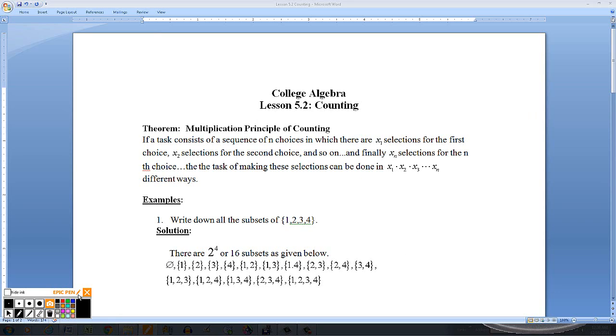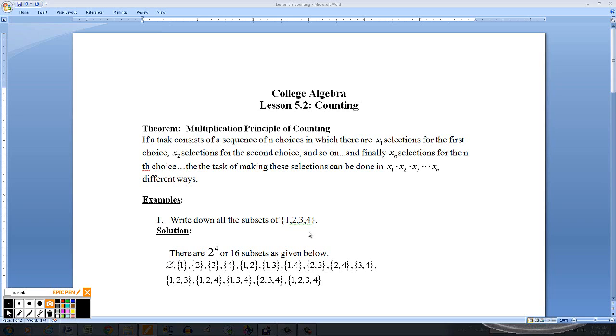Okay, I did some examples like the next one, but here it is again. It says write down all the subsets of the set consisting of 1, 2, 3, 4. Okay, so remember we said that the set itself is always a subset of itself. The empty set is always a subset of itself. So basically, you're looking for all the different combinations of the four things taken four at a time.